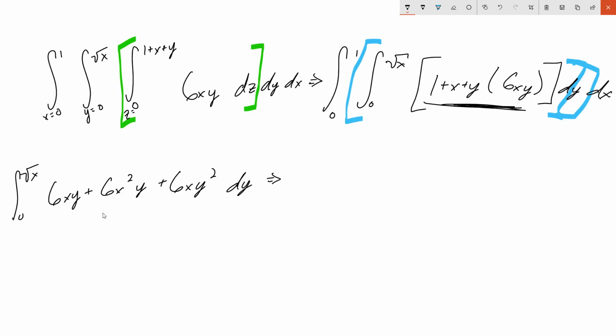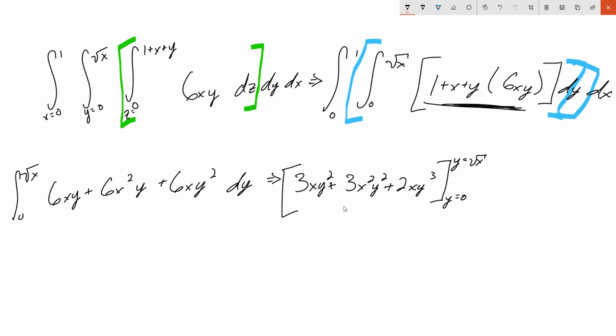Alright, well, looking at this, again, we're going to treat the x as a constant, just like the 6, and then we're just going to evaluate from root x to 0. So, our solution, I'll just write this out: 3xy squared plus 3x squared y squared plus 2xy cubed. And those were on bounds y equals 0, y equals root x.